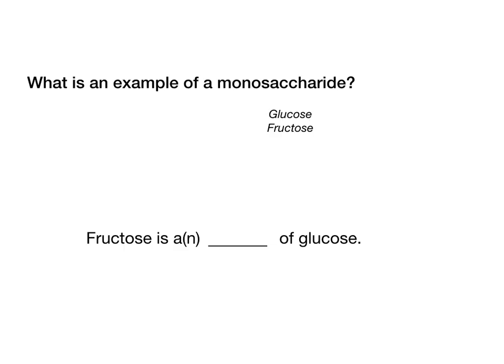Okay, so what is an example of a monosaccharide? We have glucose and fructose as examples of those monosaccharides. Fructose is a blank of glucose. Now they're both monosaccharides. How are they in relation to each other? It's an isomer. They are isomers of each other.